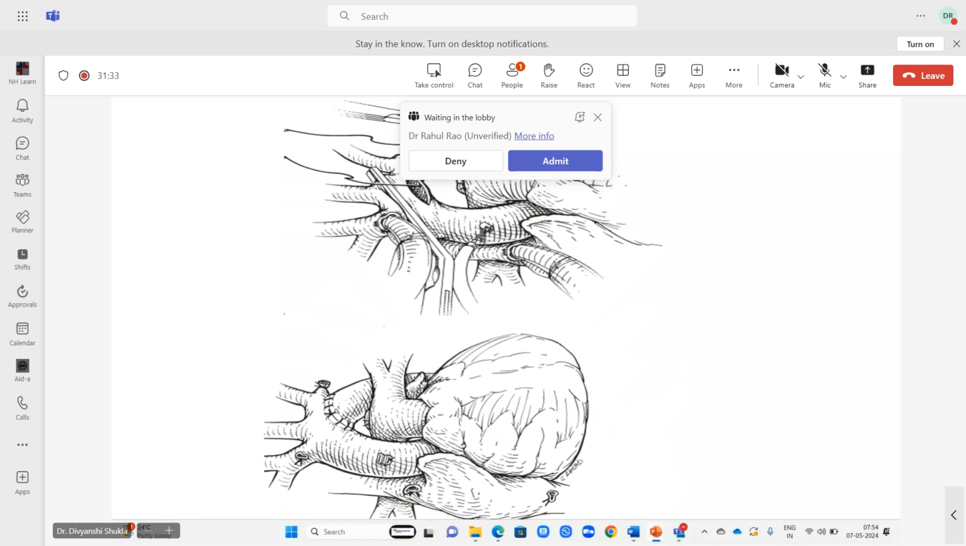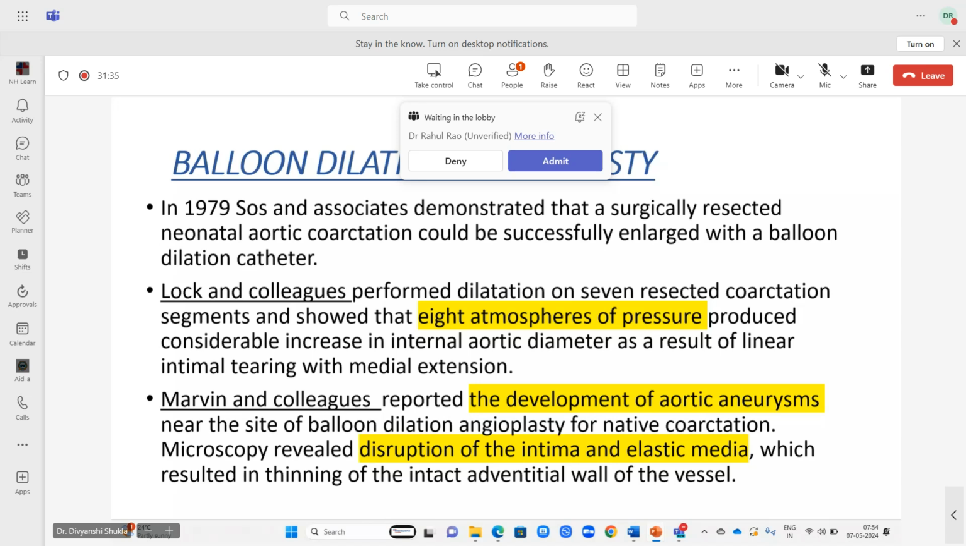Balloon dilatation angioplasty. In 1979, Sauce and associates demonstrated that a surgically resected neonatal aortic coarctation could be successfully enlarged with a balloon dilation catheter. Lock and colleagues performed dilation on 7 resected coarctation segments and showed that 8 atmospheres of pressure produced a considerable increase in internal aortic diameter as a result of linear intimal tearing with medial extension.